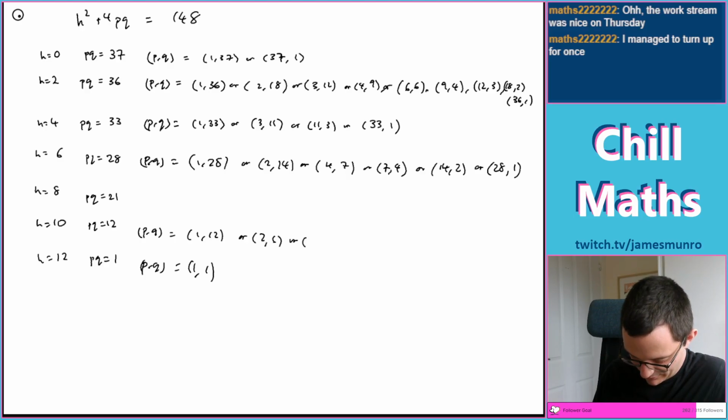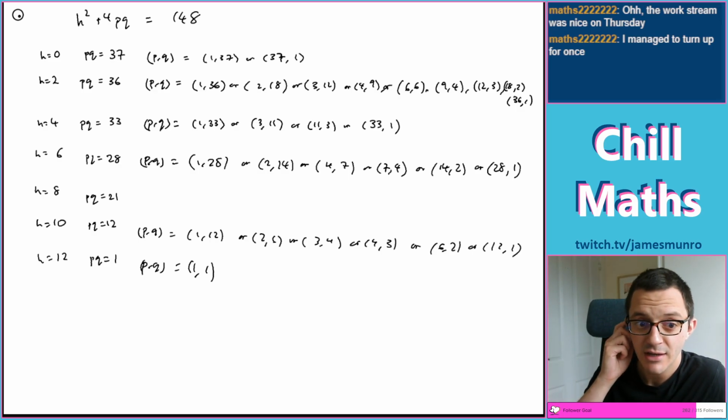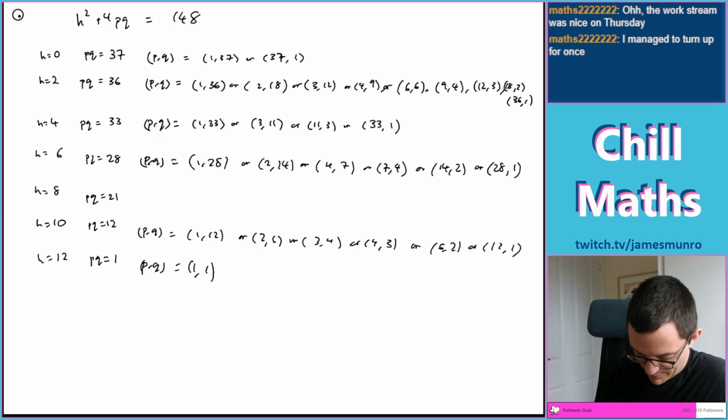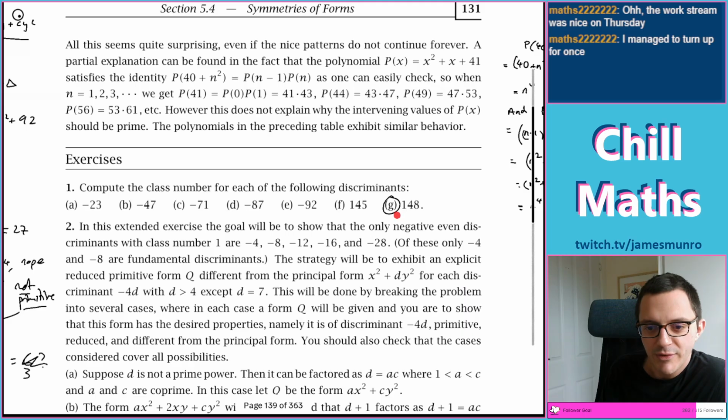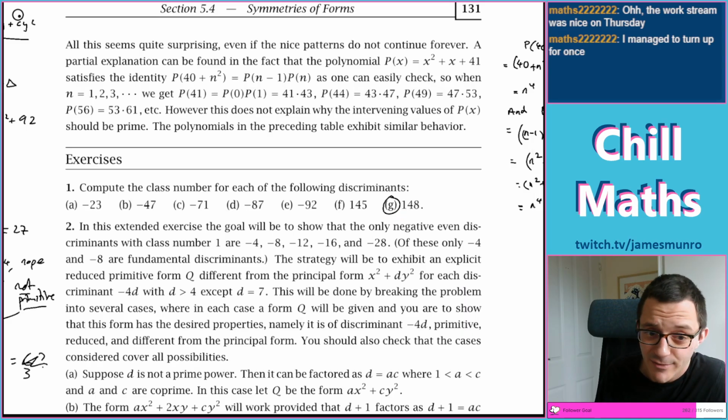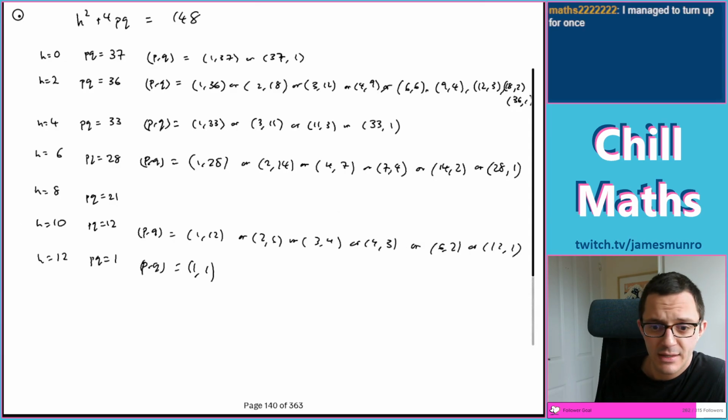2, 6, or what's this? 3, 4, or 4, 3, or 6, 2, or 12, 1. If you've just joined us, we're doing some maths in a chill way for a question that is set in this textbook that we're reading. We're finding the class number for the discriminants of positive 148.